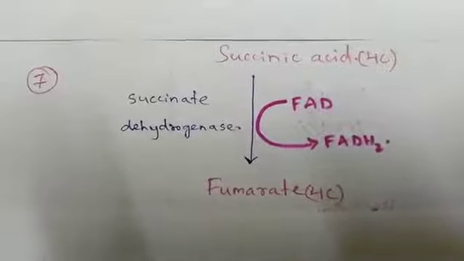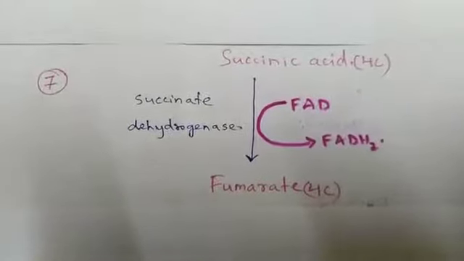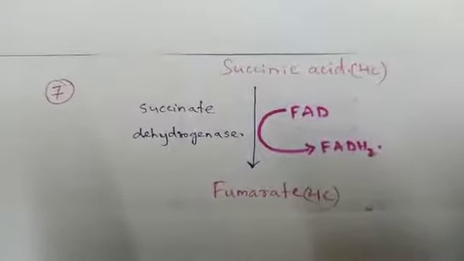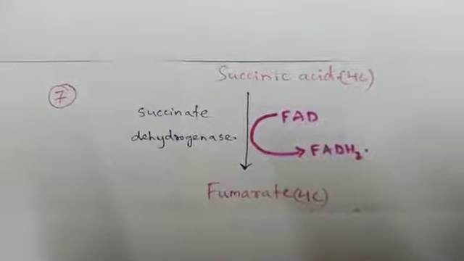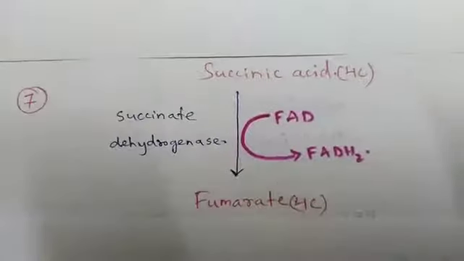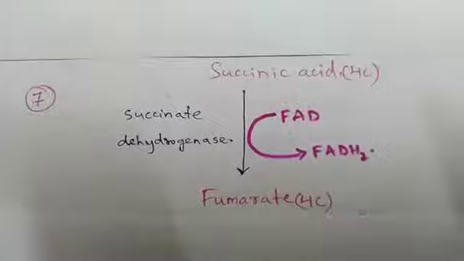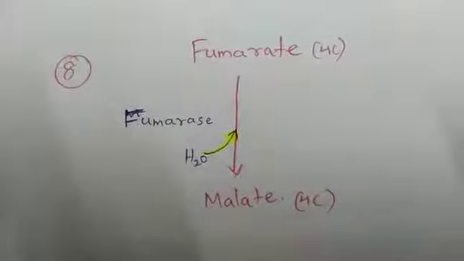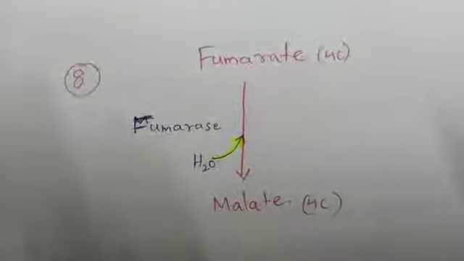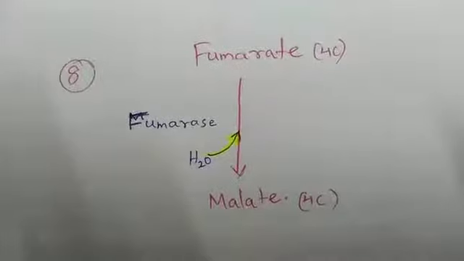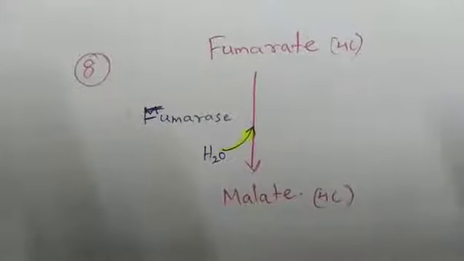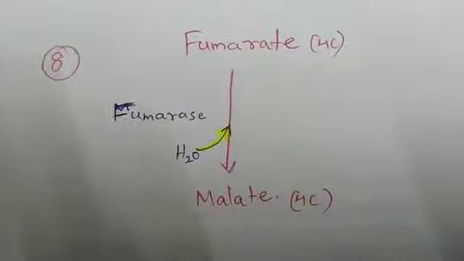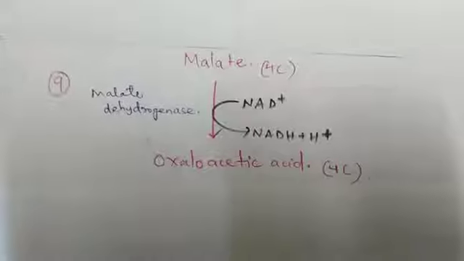The seventh reaction in the Krebs cycle is oxidation 3. Here succinic acid is converted into fumaric acid or fumarate in the presence of the enzyme succinate dehydrogenase. Here FAD is converted into FADH2. In the eighth reaction of the Krebs cycle, fumarate converts into malate, or fumaric acid is converted into malic acid, in the presence of the enzyme fumarase. This reaction is termed hydration because a molecule of water is added to fumarate and hence it is converted into malate.